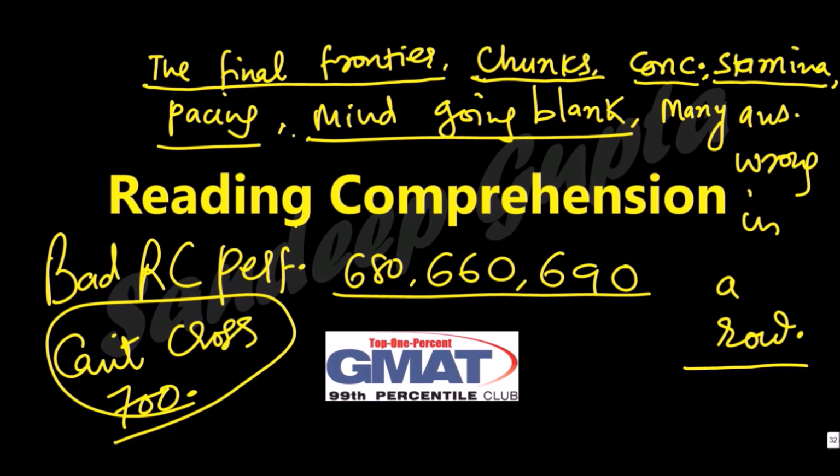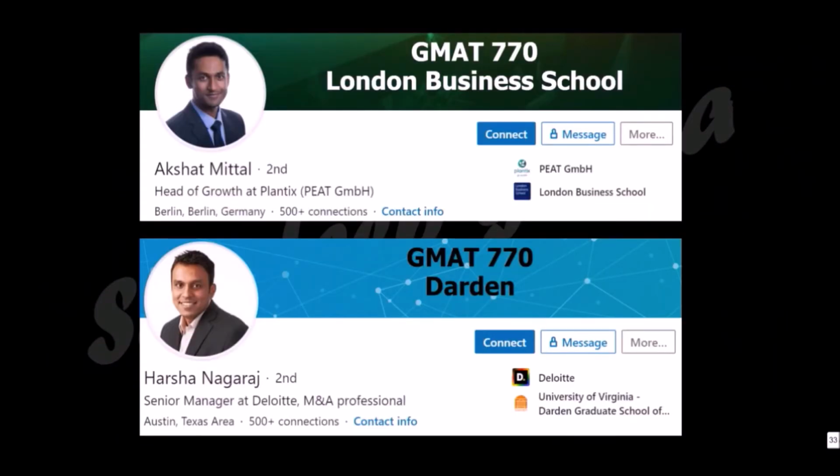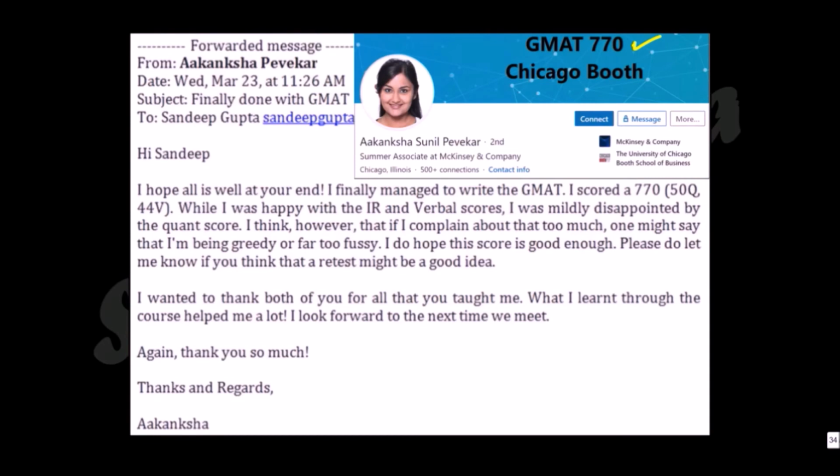So let me tell you, my dear friend, every single person struggles with RC. I'm going to share the feedback of 3 different students, each of whom scored a 770 under my guidance. And all these 3 people in the beginning struggled genuinely with reading comprehension. But let's see what they have to say about the technique that you are going to learn, Octave. Now this person, Akshat Mittal, GMAT score 770 and London Business School background. This person, Harsha, Darden, Akanksha, GMAT score 770, Booth. So let's see what these 3 have to say about their initial struggle with reading comprehension and how Octave really helped them.